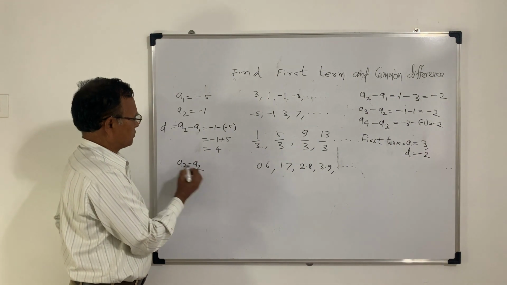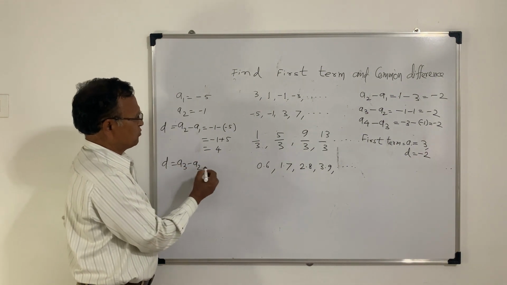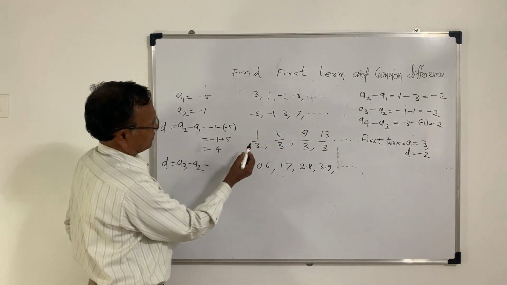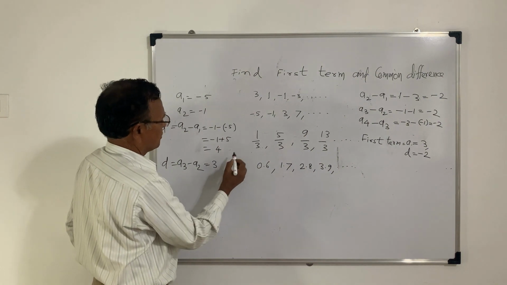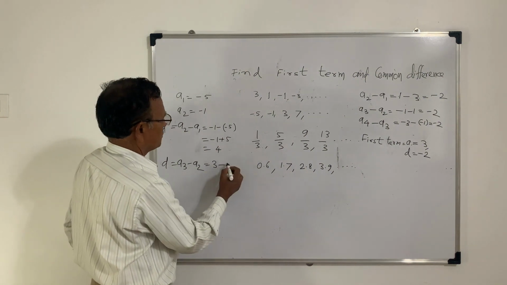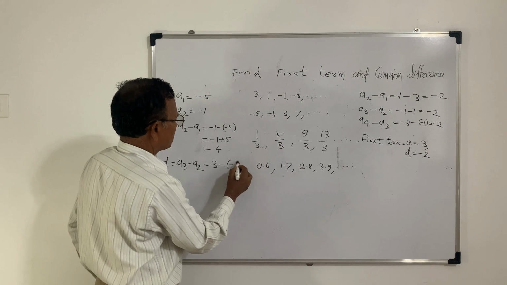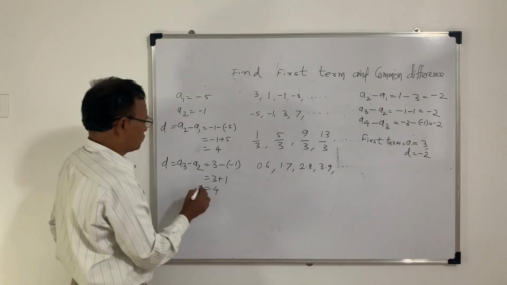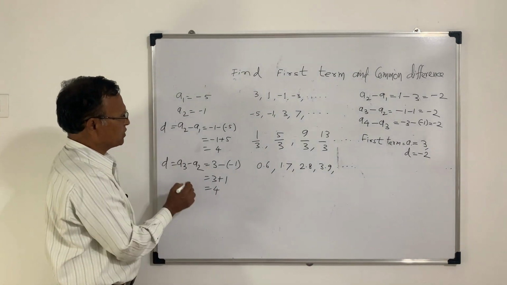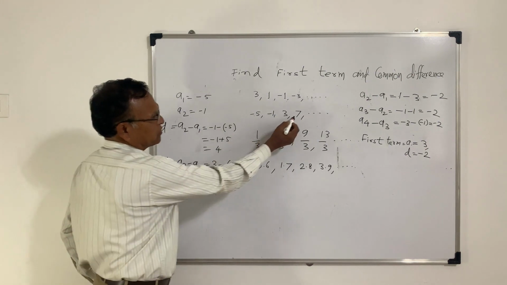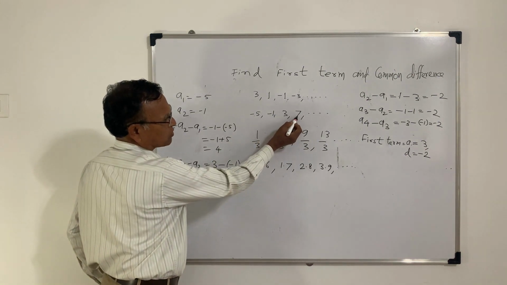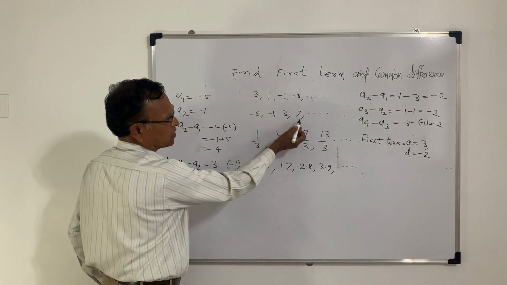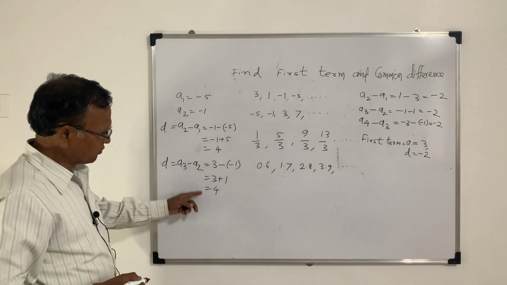a3 minus a2, that is a3 is given 3 minus a2 is given -1, that is 3 plus 1, that is 4. So common difference is 4. Here also 4. Here the fourth term is 7, third term is 3, 7 minus 3, that is 4. So common difference is 4.